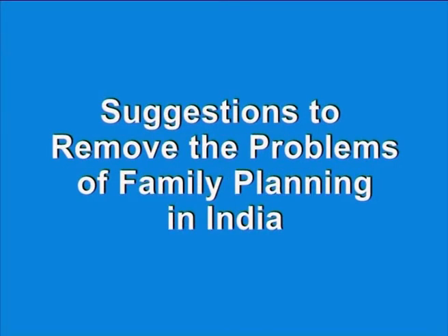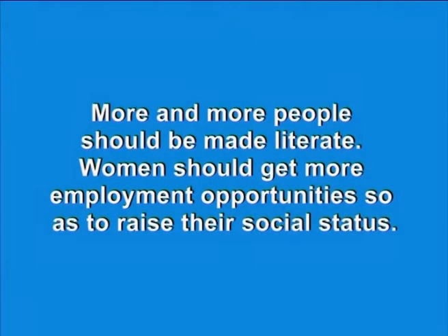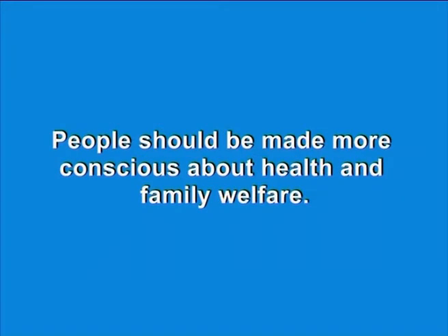Next come suggestions to remove the problems of family planning in India. Though the government has taken a lot of measures to control the birth rate, yet these efforts have not produced the desired results in controlling the population. There is a requirement of adopting some other measures. These are: number 1, spread of education. More and more people should be made literate. Women should get more employment opportunities so as to raise their social status. People should be made more conscious about health and family welfare.